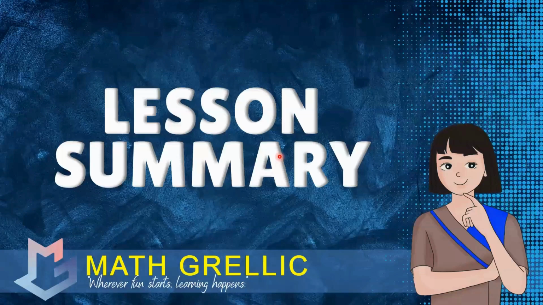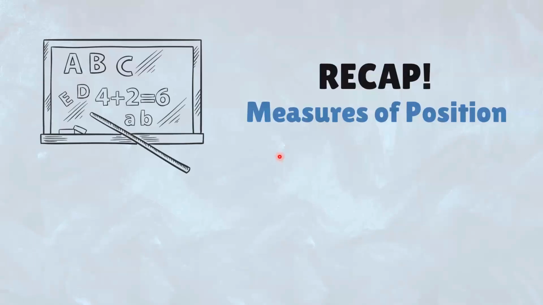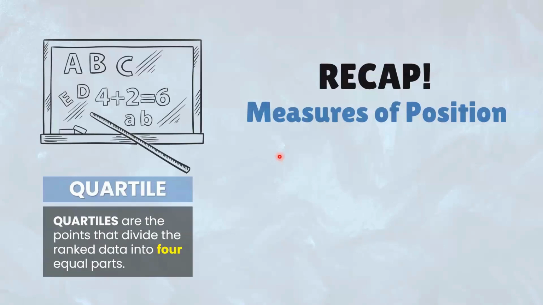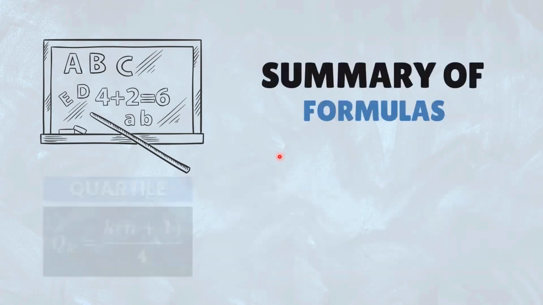All right, so that ends our lesson on measures of position. To recap, there are 3 common measures of position: quartiles, deciles, and percentiles. Quartiles are again the points that divide the ranked data into 4 equal parts. Deciles are the 9 score points which divide the distribution into 10 equal parts. And percentiles are the 99 score points which divide a distribution into 100 equal parts.